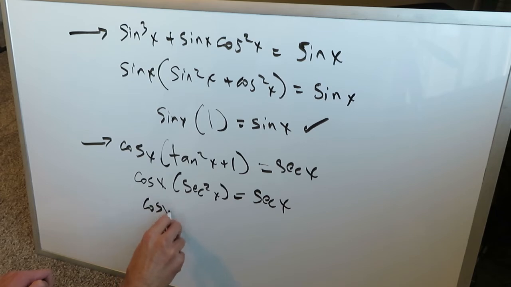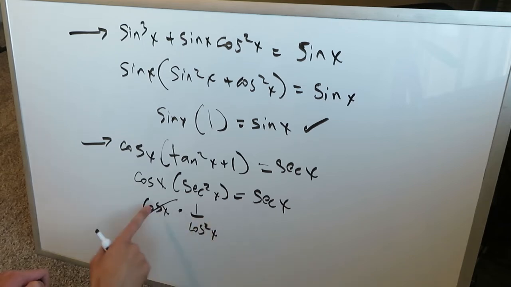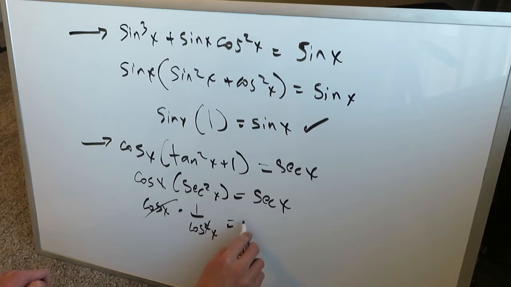You have cosine x times 1 over cosine square x. This cosine x will cancel out in a reciprocal manner with this power, and you get 1 over cosine x, which is synonymous with secant x. So this question is done as well.